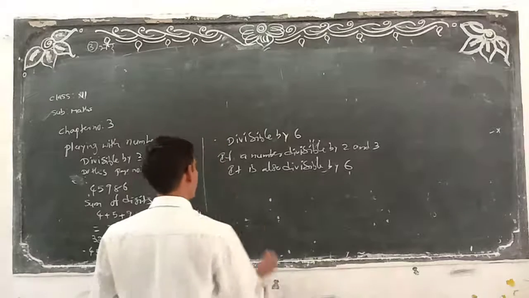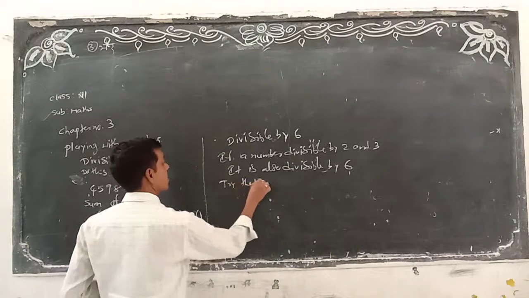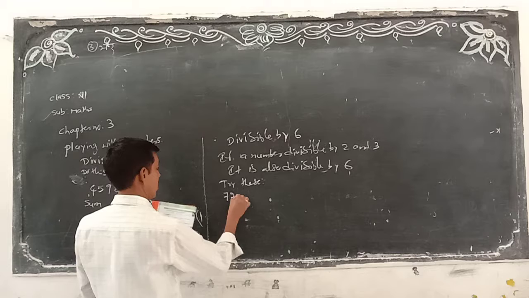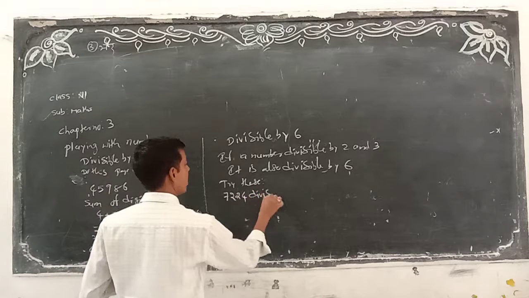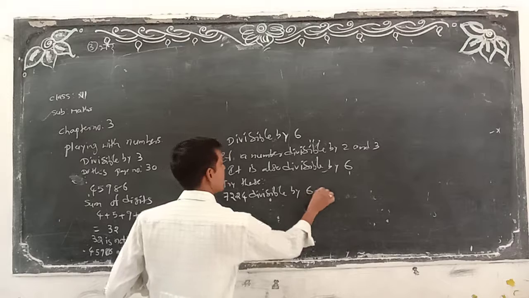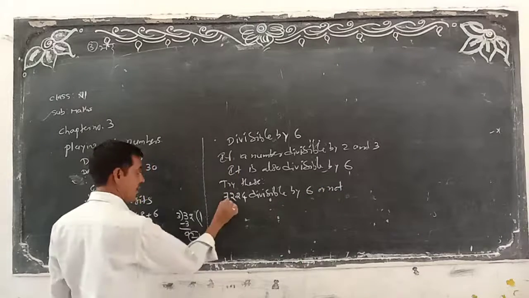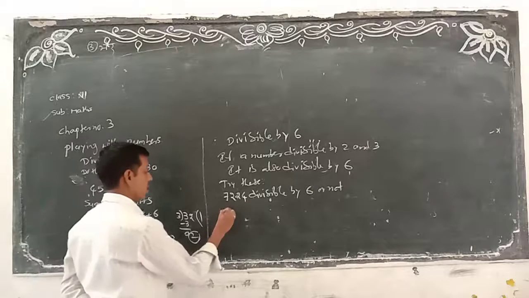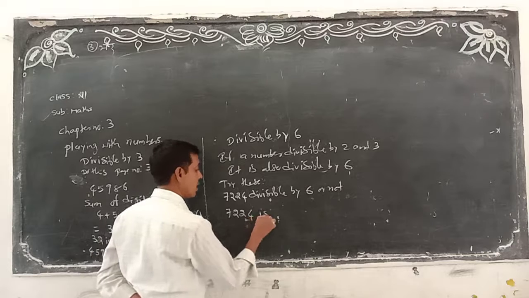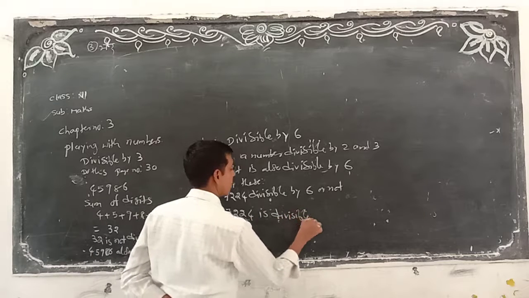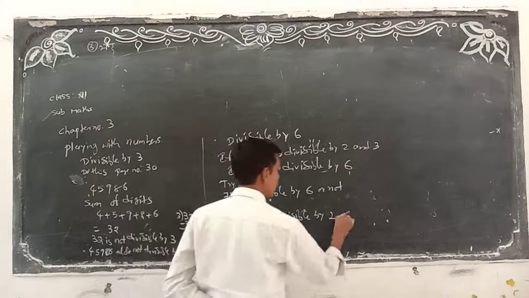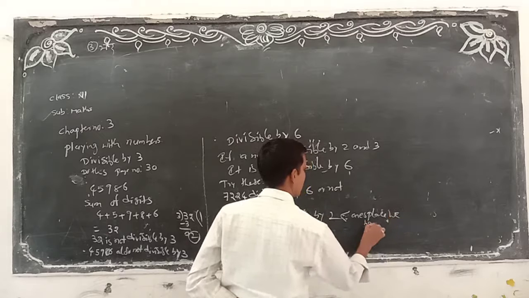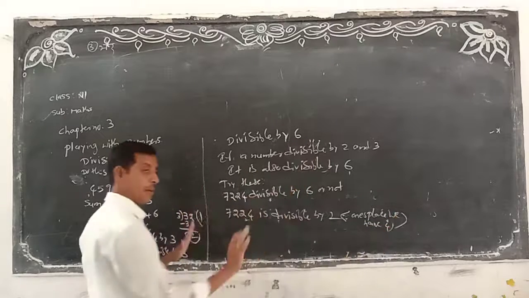Suppose for example, try this: 7224. Check whether it is divisible by 6 or not. When checking divisibility by 6, first we check with 2 and 3. 7224 is first divisible by 2. Why? Because in the ones place we have 4. So divisibility by 2 is completed.